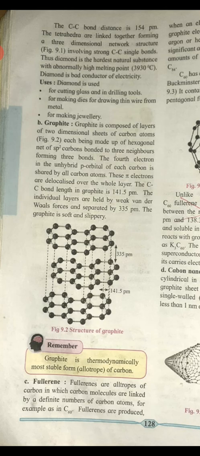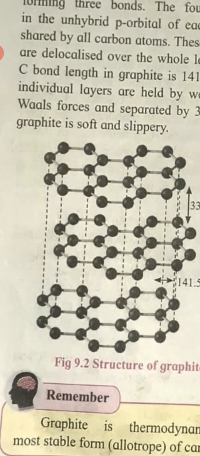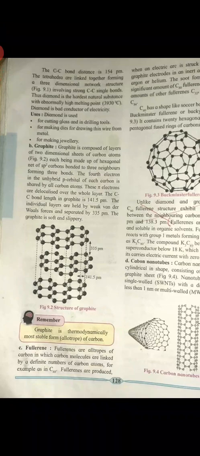Okay, this is the structure of the allotrope graphite. Now, the next allotrope is fullerene. So, what are fullerenes and how are they prepared? Definition of fullerene: fullerenes are allotropes of carbon in which carbon molecules are linked by a definite number of carbon atoms.